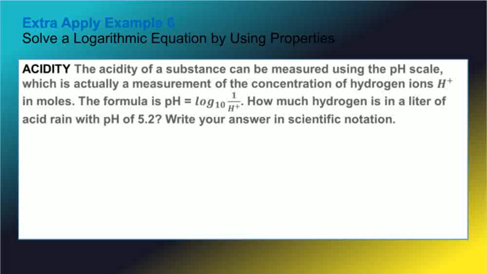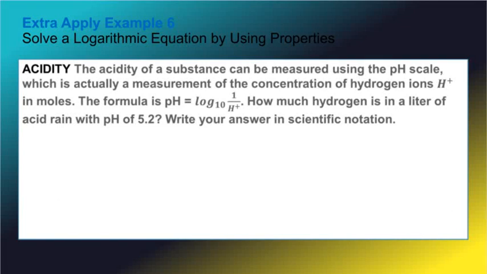And our last one: the acidity of a substance can be measured using the pH scale, which is actually a measurement of concentration of hydrogen ion H plus in moles. The formula is pH equaling log base 10 of 1 over H plus. How much hydrogen is in a liter of acid rain with pH of 5.2? Write your answer in scientific notation.